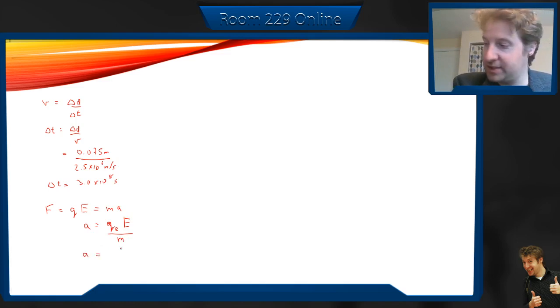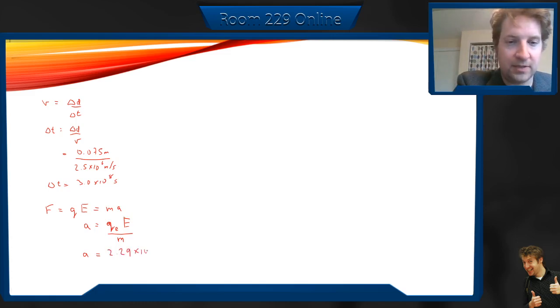Plugging all the numbers in, I end up with an acceleration of 2.29 times 10 to the 13 meters per second squared. Now, I can also make this a vector and say that this is in the y direction.